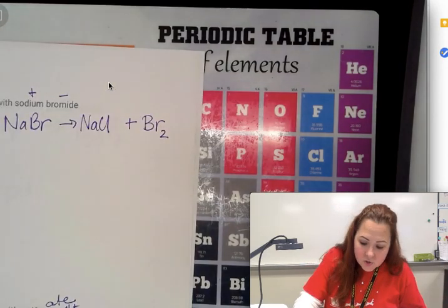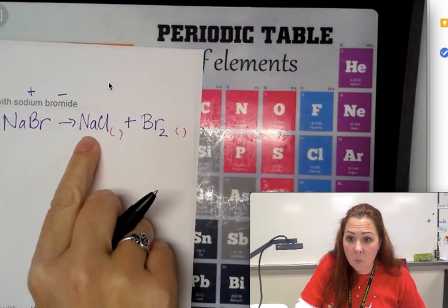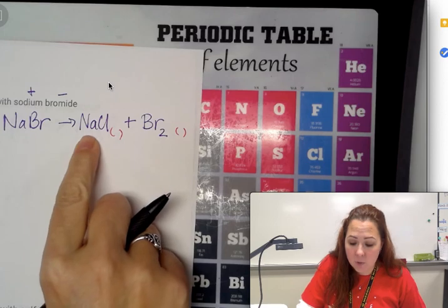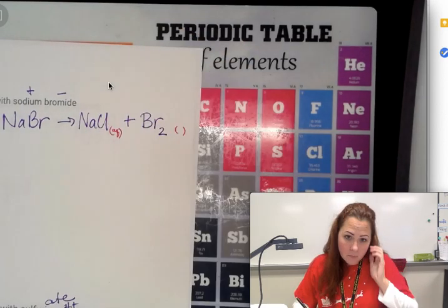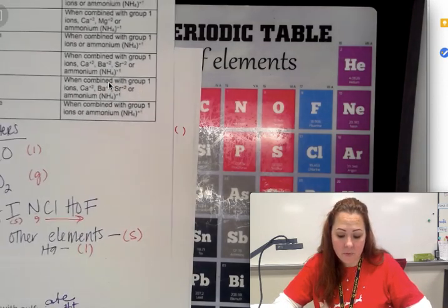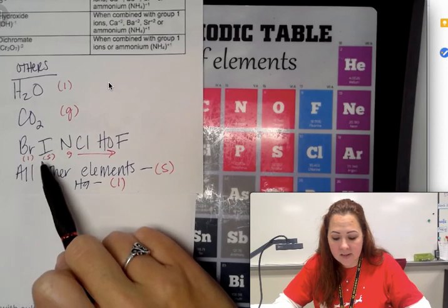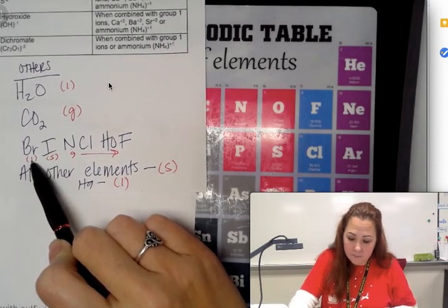All right, the next one, sodium chloride and bromine. Sodium chloride, sodium lives in group number 1 on the periodic table. Group number 1 is always aqueous, no exceptions to that rule. And then Br2, that's in Brinkelhoff. My Brinkelhoff elements are all gases except for bromine and iodine. Bromine is always a liquid.